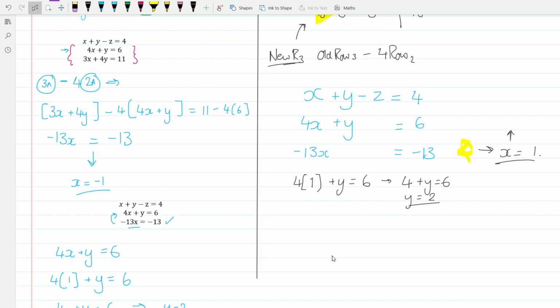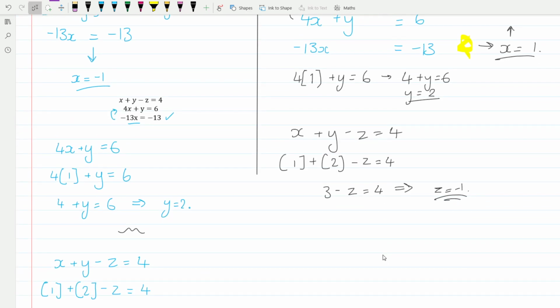And then once you have that y value, you can go back to the top equation, x plus y take away z is 4. You can sub in x and y. And you can get something out there. So 3 take away z is 4. That means z is going to work out as minus 1. There we go. And we have our solution, x, y, z, which are 1, 2, and minus 1. There we go. There it is.